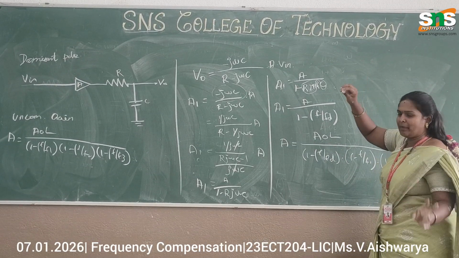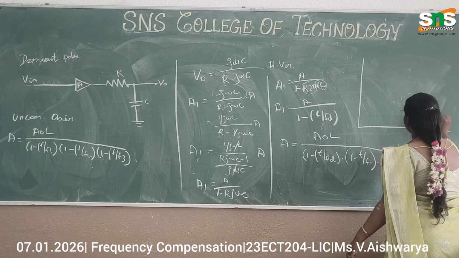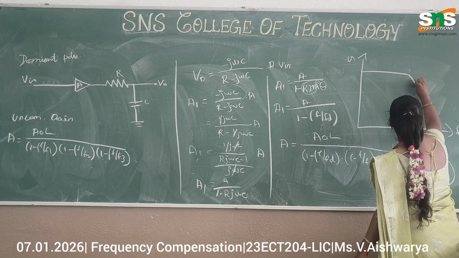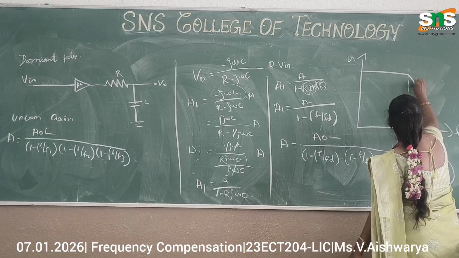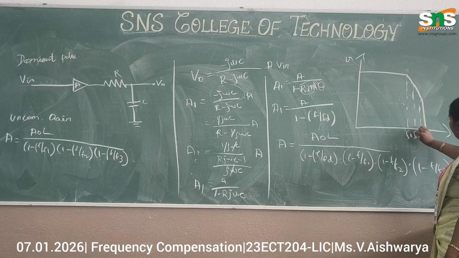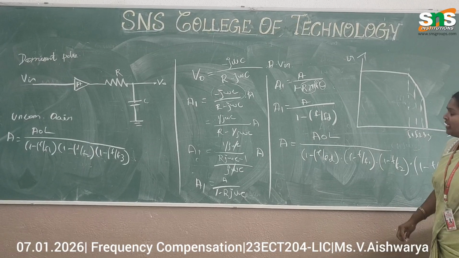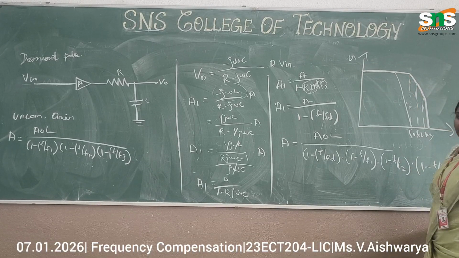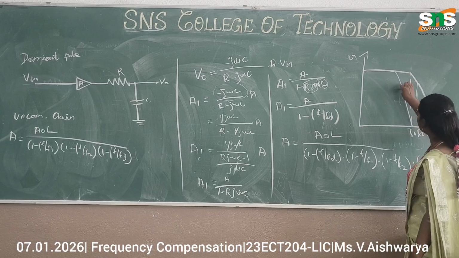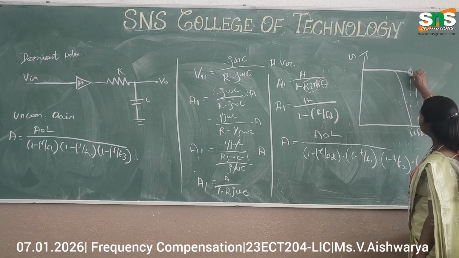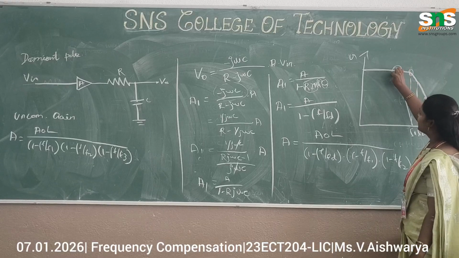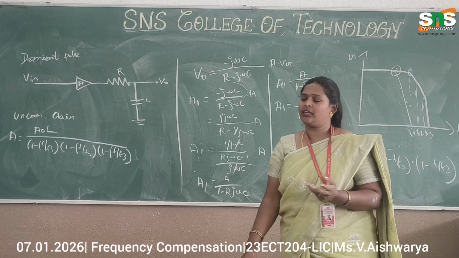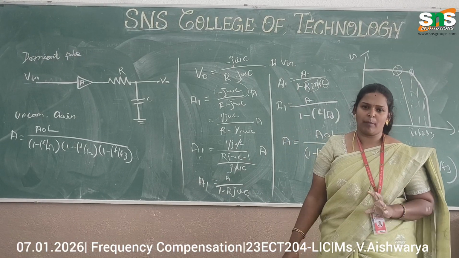The graphical representation for this is: this is our gain and this is our frequency. This is normal F1, F2 and F3, right? By using this dominant pole we have to reduce the value here, so that this is the uncompensated value and this is the compensated value. So this is about dominant pole compensation, the first type of external compensation.